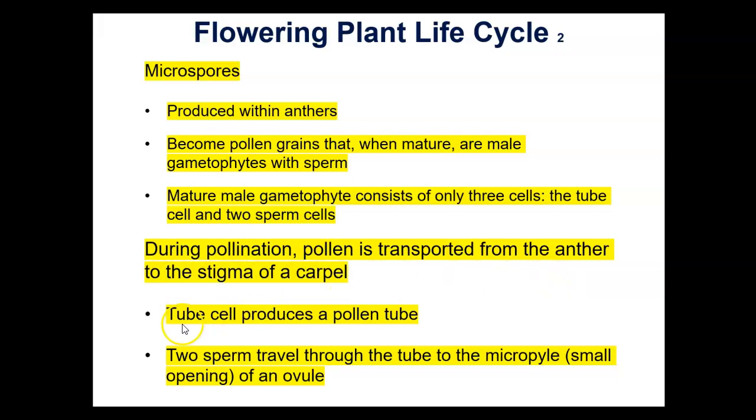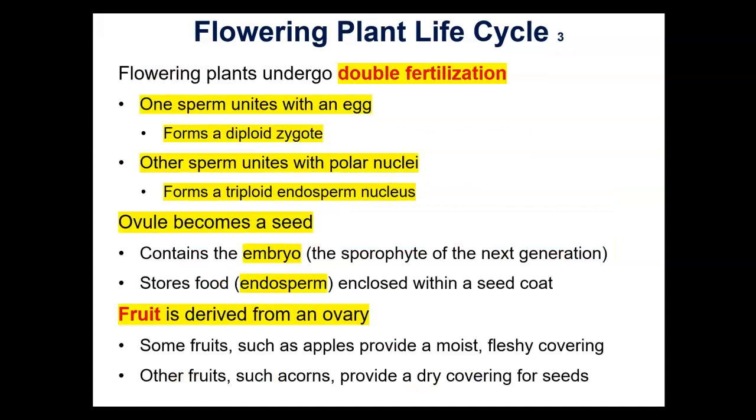It lands on there and it grows a tube cell. The tube cell grows into a pollen tube, and then the 2 sperm travel through the tube to the opening of the ovule, and they're going to fertilize, and this next process is called double fertilization.